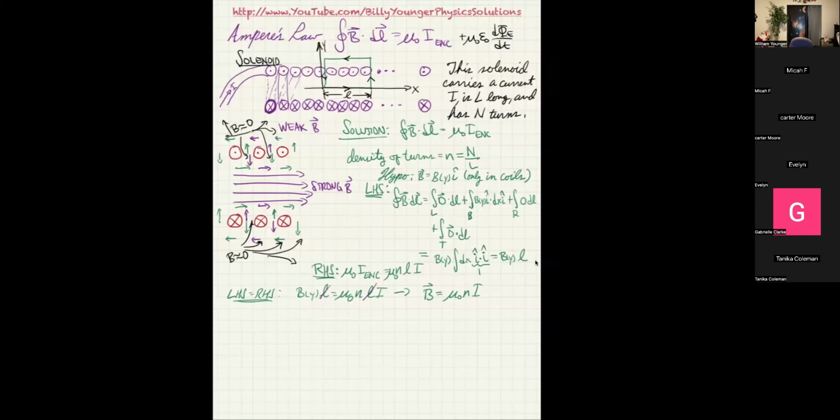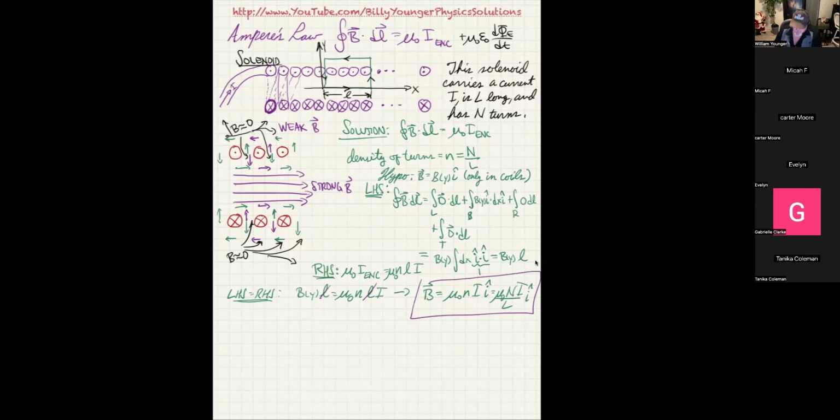in the I hat direction. And I'll say that that's also equal to mu zero N I over L I hat. And that's for a solenoid.